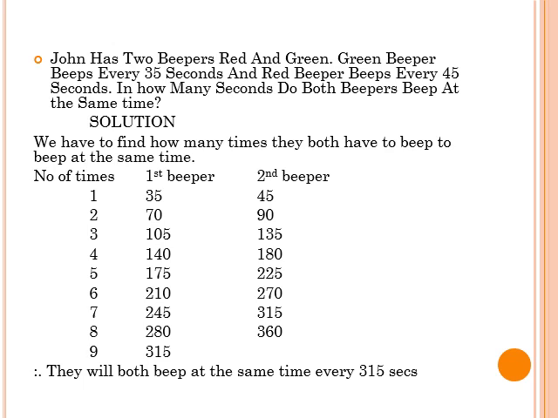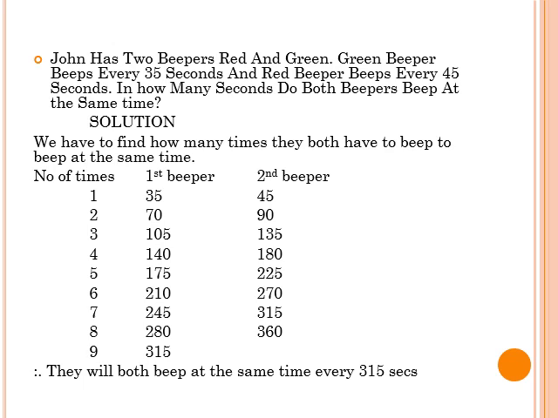So, I have drawn a table here. In solving it, I drew a table of the number of times that each beeps. The first beeper beeps in 35 seconds, and the second one beeps in 45 seconds. The second time, it will be 70 seconds and 90 seconds. You just keep on adding and adding until you get the same number of seconds. Good.